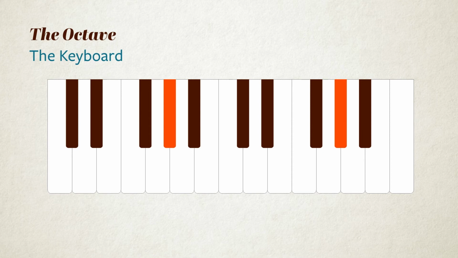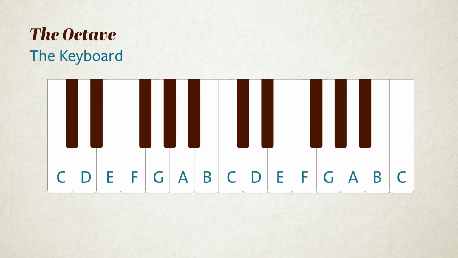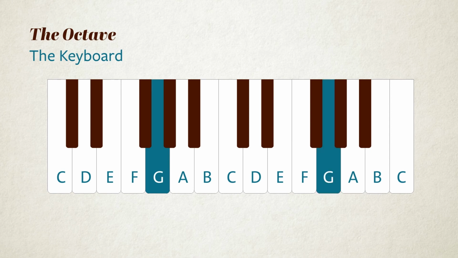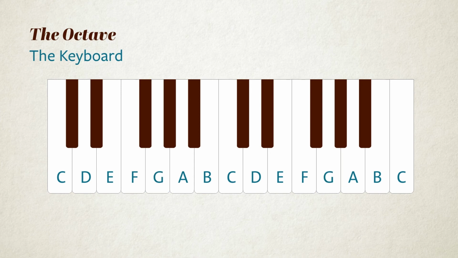By the way, here are the names of the notes on the white keys, and you'll notice that there are only 7 of them. That's because notes an octave apart sound so similar that they even have the same name as each other. Here's a G, and here's another G an octave higher. You might be able to hear how similar they are. So, that's an octave. One last thing.